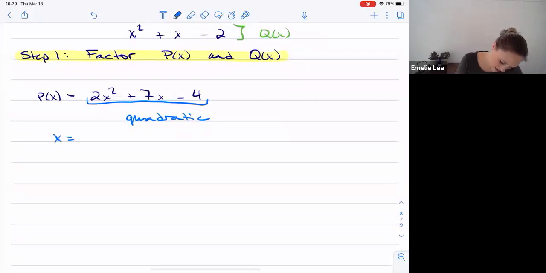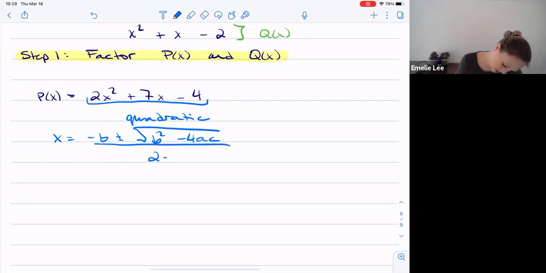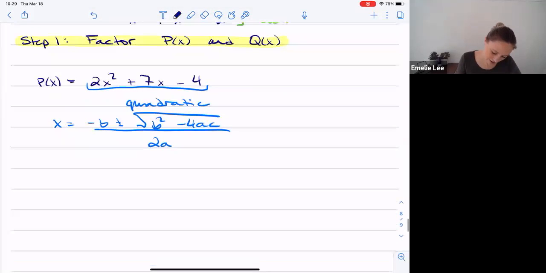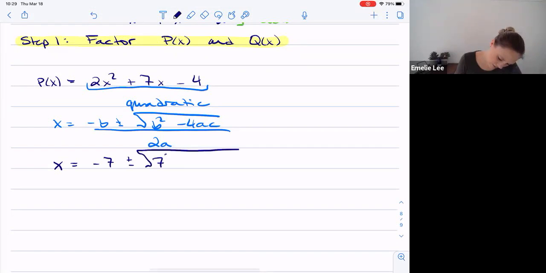So we have x equals negative b plus minus the root of b squared minus 4ac over 2a. Hopefully I'm remembering that right, but feeling pretty good. So x is negative 7 plus minus the root of 7 squared minus 4 times 2 times negative 4, divided by 2 times 2.